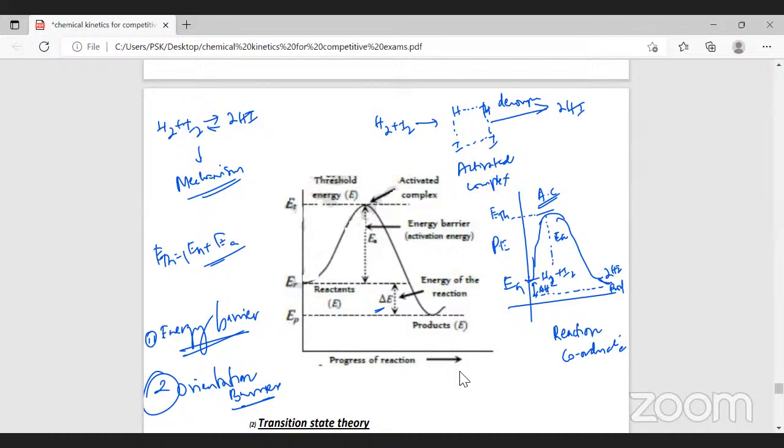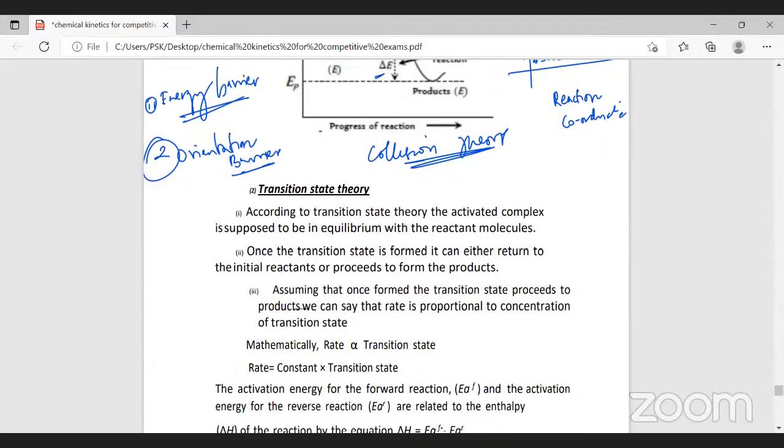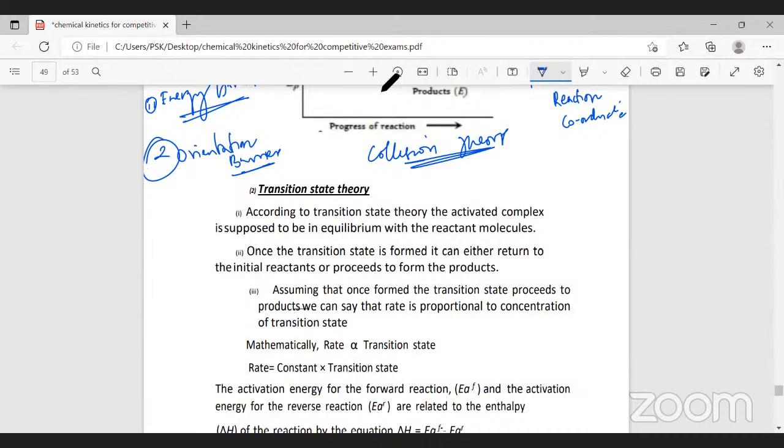The theory we learned is called collision theory. In your syllabus for 12th standard, you have only collision theory. You do not have transition state theory, but we will learn it. Did you understand what collision theory is, students? Yes, sir.